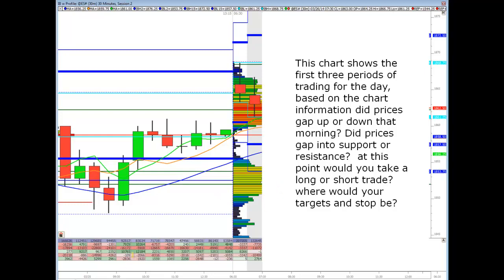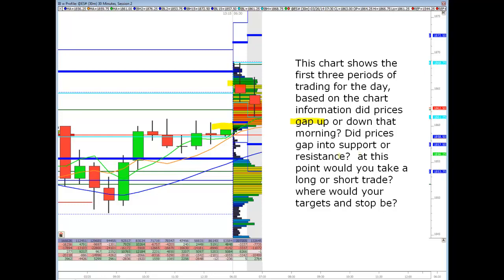Well, let's see if we can answer some of these questions. The first question is, did prices gap up or did they gap down? That should be a fairly simple question. We closed back here on the prior day, right about here. That was our close, the high of this candle. And then we opened up here, and it looks like we moved higher and then came back lower and created this spinning top. Then it was followed by another spinning top. So obviously we did gap up.